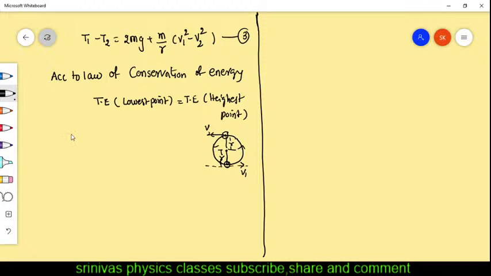Now at the lowest point, the potential energy is mgh, and h we can take as 0. This we take as the reference point, the lowest reference point, from which it goes up. So the initial height is 0. When it comes to the top, what is the height? This is r and this is r, so the height becomes 2r at the highest point.